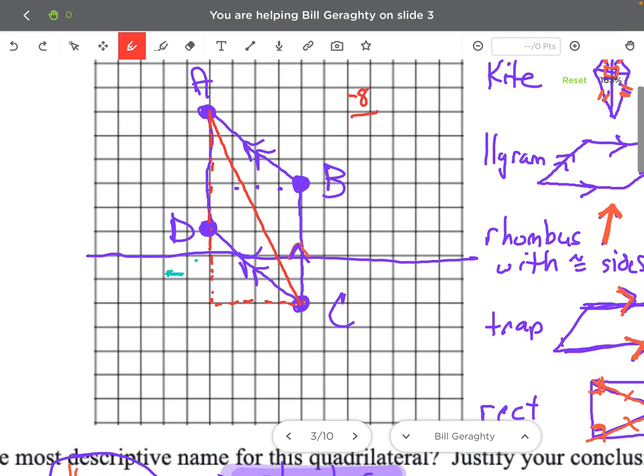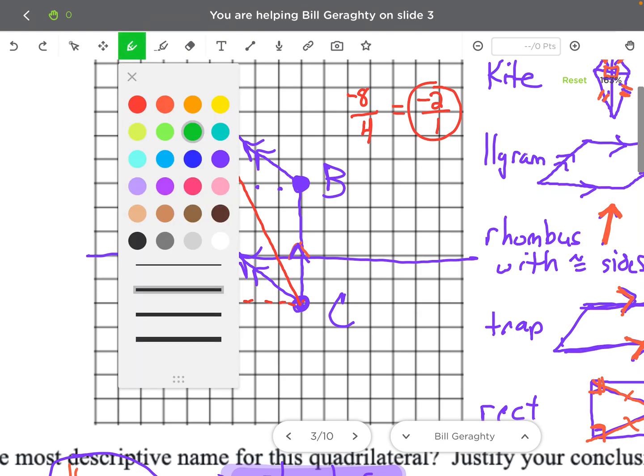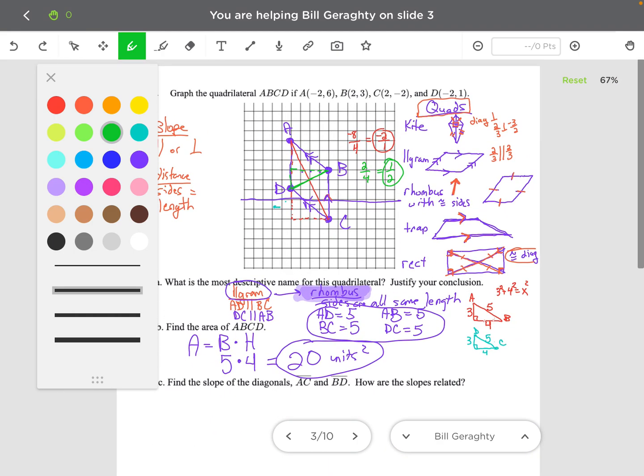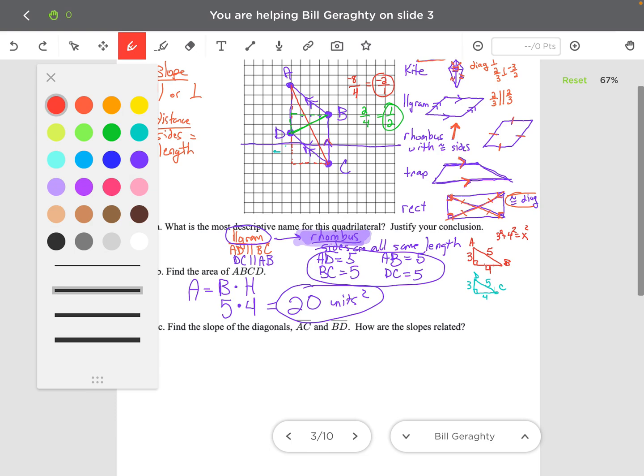So down 8 over 1, 2, 3, 4. Okay, and we always want to reduce this. So this reduces to down 2 over 1. That's the most reduced slope. And then they also wanted me to find the slope from B to D. And it looks like that slope triangle goes up 2 over 4, which reduces to 1/2. So let's go ahead and write that down here. So AC was down 2 over 1, and BD was up 1 over 2.